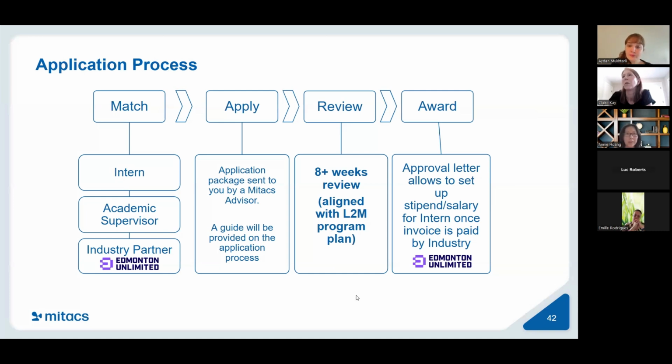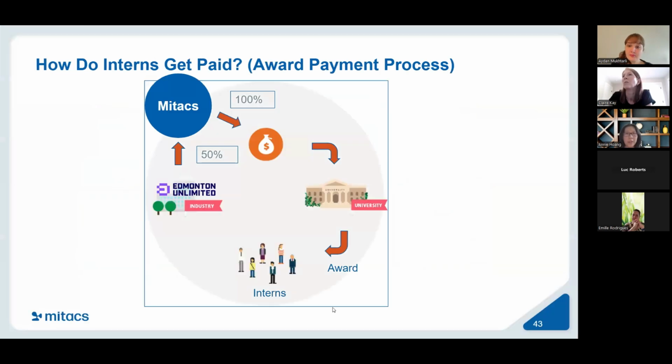Next slide, please. A really common question is, how do the interns get paid? If you're the intern for a MyTax project, you are not actually an employee of the industry partner. You're always paid through the university system.